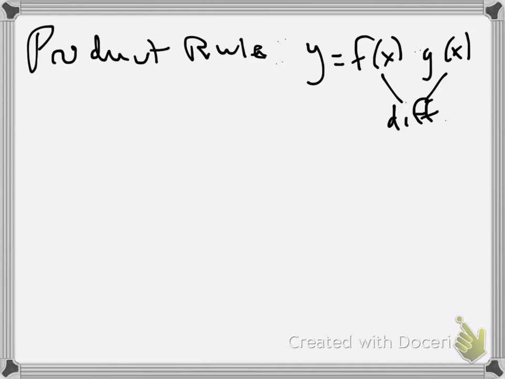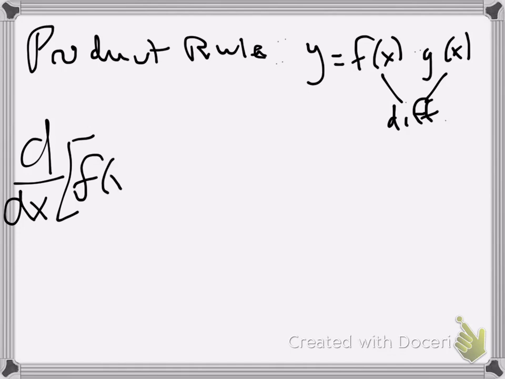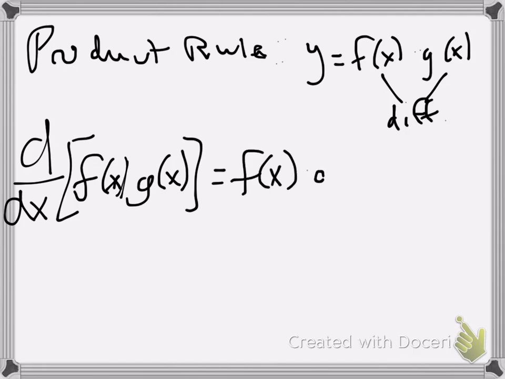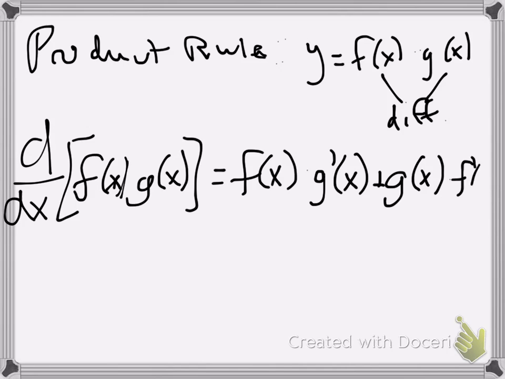Here's what we do. So the derivative with respect to x of the product f of x, g of x is going to equal f of x times g prime of x plus g of x times f prime of x. So in other words, we just take the first function times the derivative of the second, and then we add to that the second function times the derivative of the first function. We'll do that with an example.